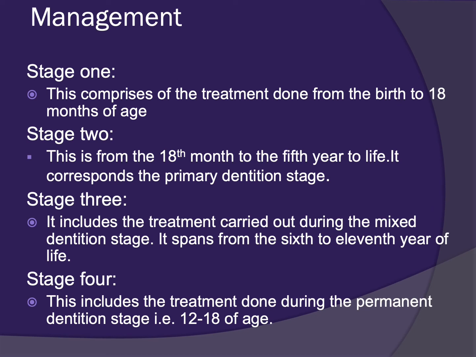The management of cleft lip and palate can be divided into four stages according to age. Stage 1 comprises the treatment done from birth to 18 months of age. Stage 2 is from 18 months to the 5th year of life. It generally corresponds to the primary dentition stage. Stage 3 includes the treatment carried out during the mixed dentition stage. It ranges from 6 to 11 years of life. And finally, stage 4 includes treatment done during the permanent dentition stage, which is from 12 to 18 years of age.